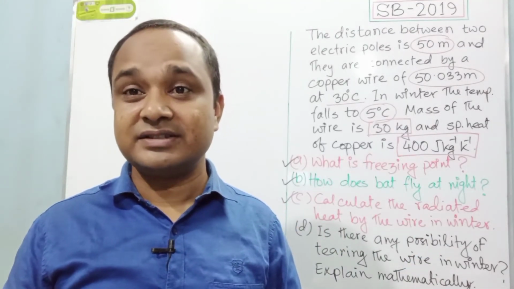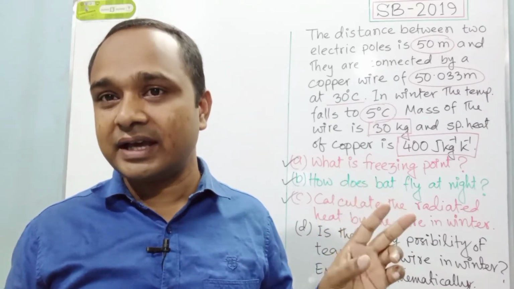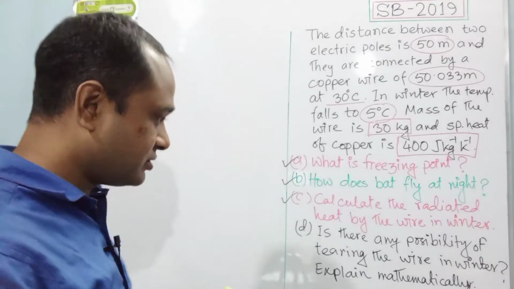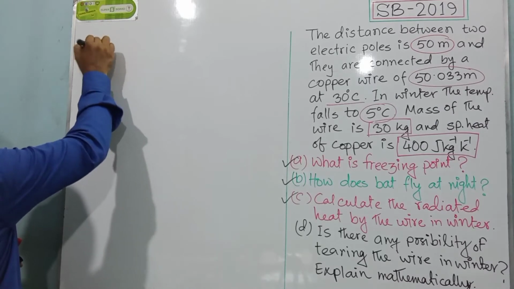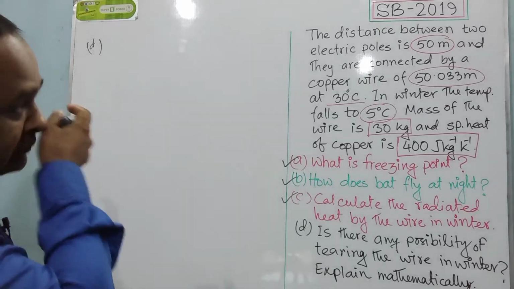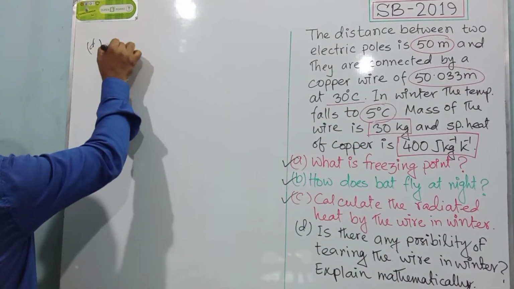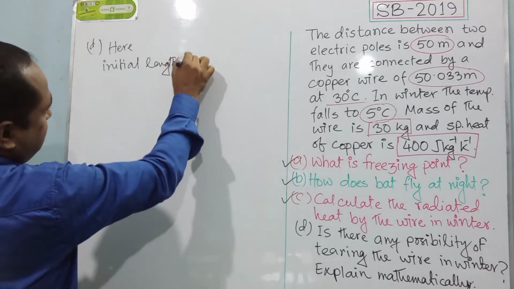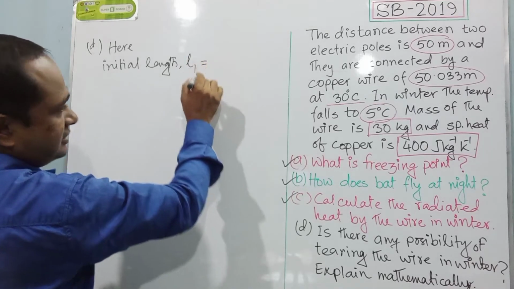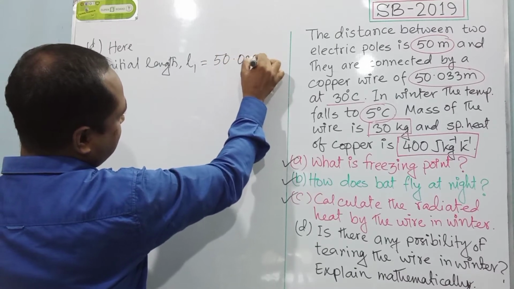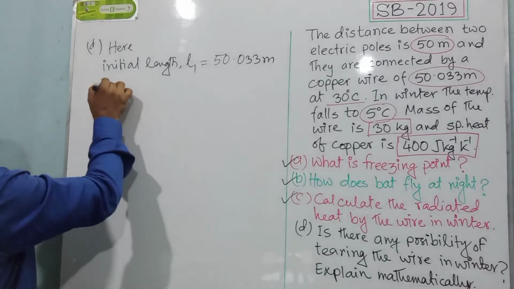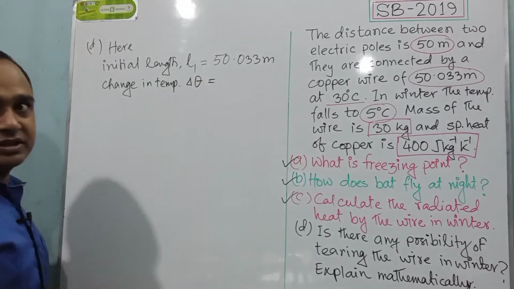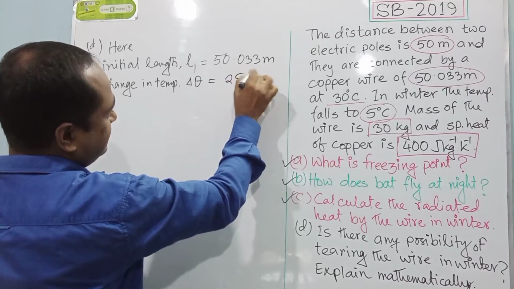So first we have to calculate the change in length, that is the contraction in length of the wire, and then we will be able to get the final length, right? To calculate the change in length or contraction in length, we have to write the initial length of the wire. Initial length, denoted by L1, is equal to 50.033 meter, and change in temperature del theta, we already calculated in our previous part, is 25 Kelvin.